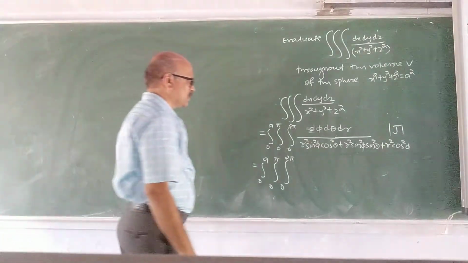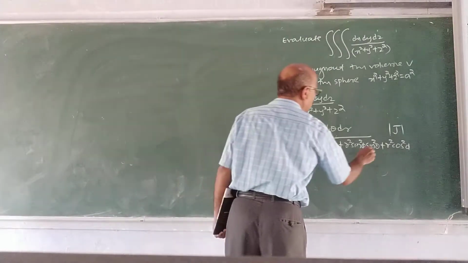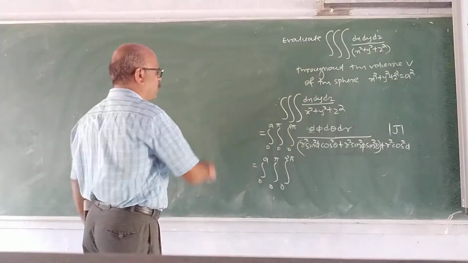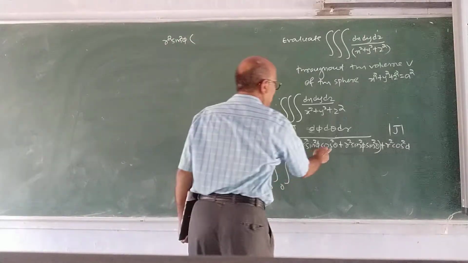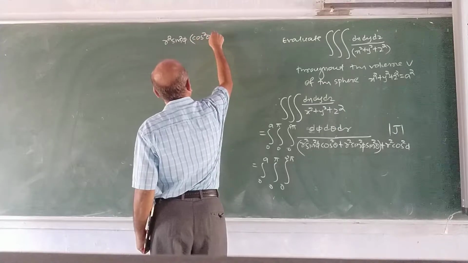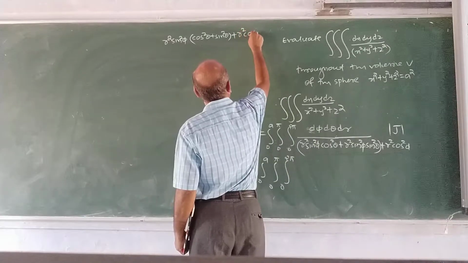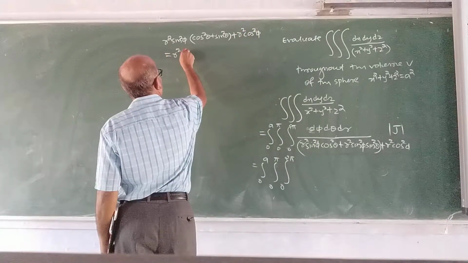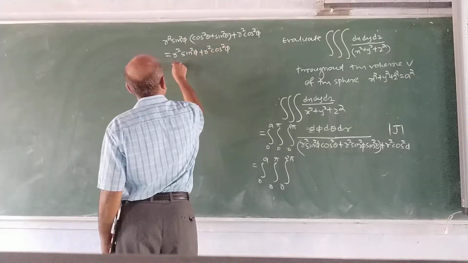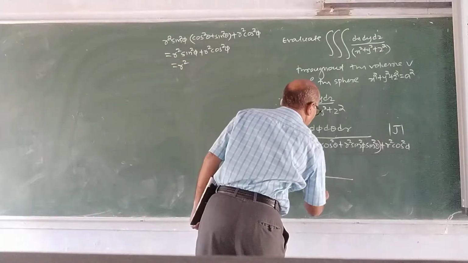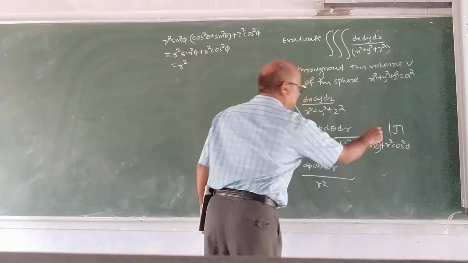Can you simplify this? r square sin square phi cos square theta. How do you simplify? From these two, take r square sin square phi common. I simplify here: r square sin square phi into cos square theta plus sin square theta, plus r square cos square phi. It is r square sin square phi plus r square cos square phi, which is r square. So this is r square d phi d theta dr, and the Jacobian you have to find out.